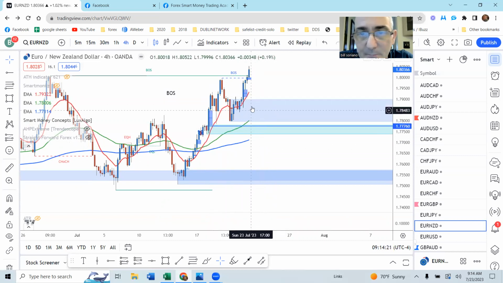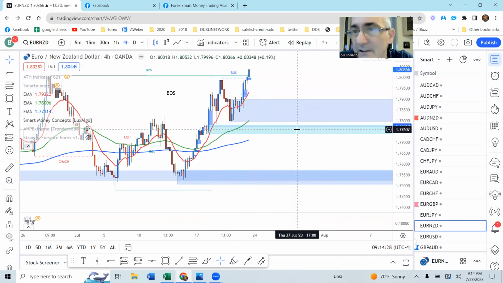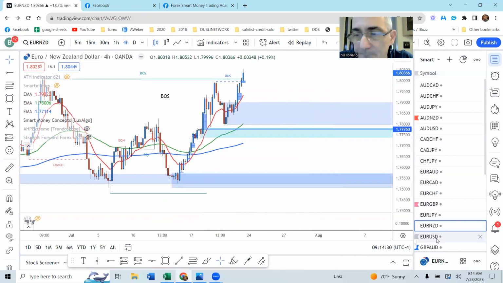So I'm thinking if the price comes back down, it's going to go through here. It's going to invalidate this order block and move into this one. Okay.